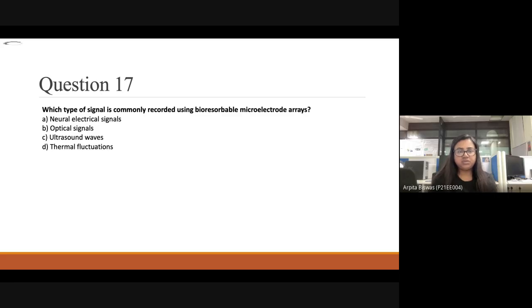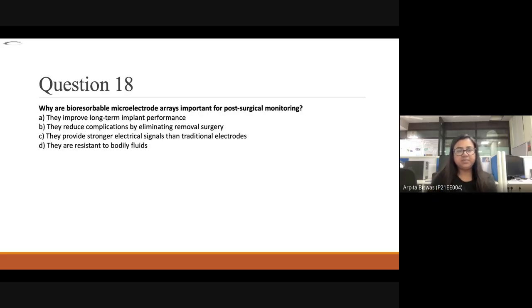The right option is option A, the neural electrical signals. Next, question number 18. Why are bioresorbable microelectrode arrays important for post-surgical monitoring? First option is they improve long-term implant performance. Second, they reduce complications by eliminating removal surgery. Third option is they provide a stronger electrical signal than traditional electrodes. And option D is they are resistant to bodily fluid.